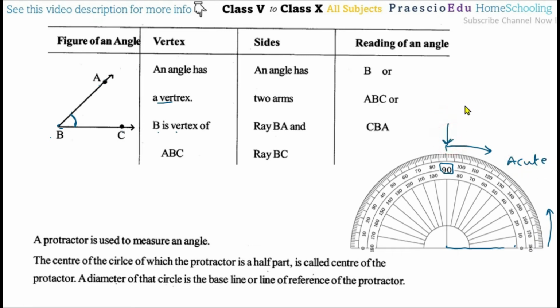Exactly 90 degrees is a right angle. Then more than 90 degrees from the 0 degree is called an obtuse angle. Obtuse angle. These are the three types of angles.